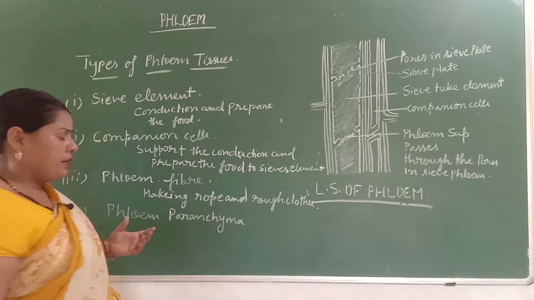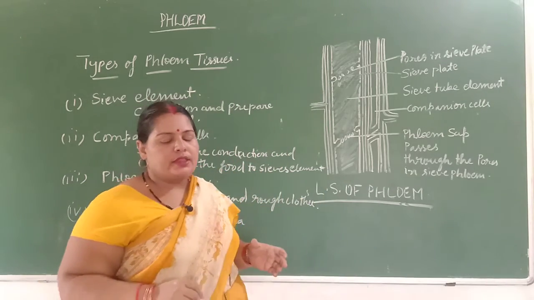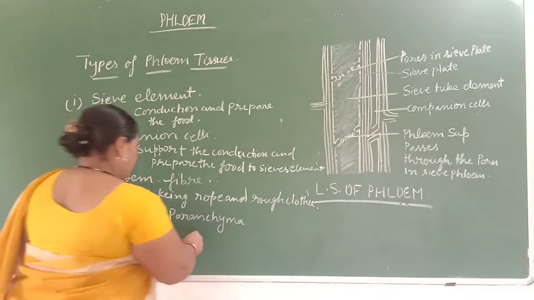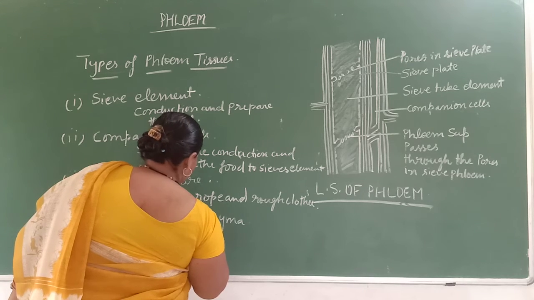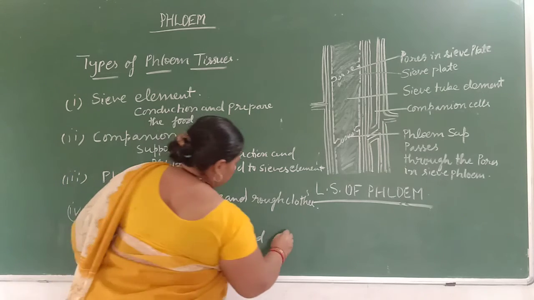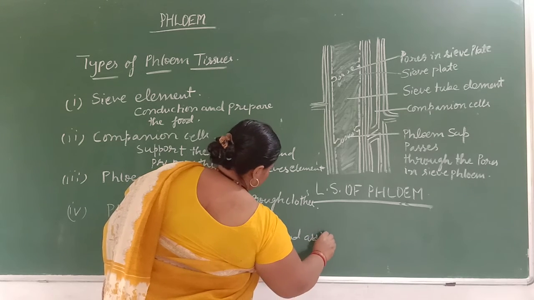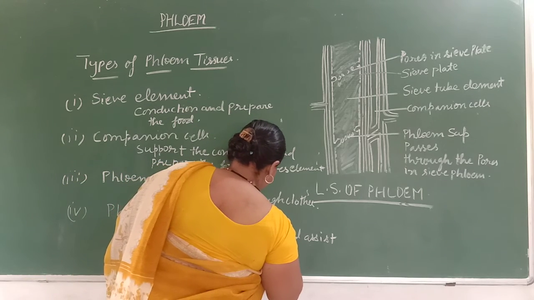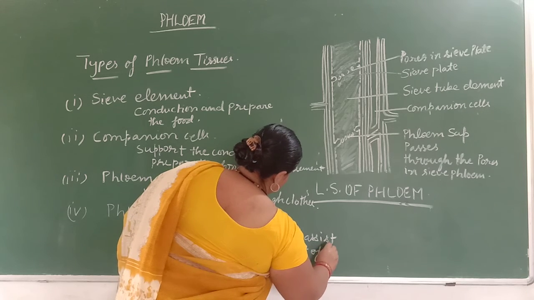And next is the phloem parenchyma. It also helps in the storage of food and assists the transport of food material. Storage of food, and assist transport of food.